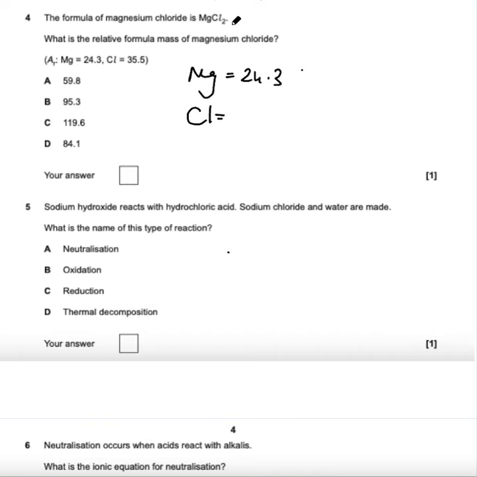Chlorine is Cl and you have 2, so we have 2 lots of 35.5. You can times it by 2, or you can just add it again, 35.5. And so when you add 24.3, 35.5, and 35.5, you get 95.3, and that is B.